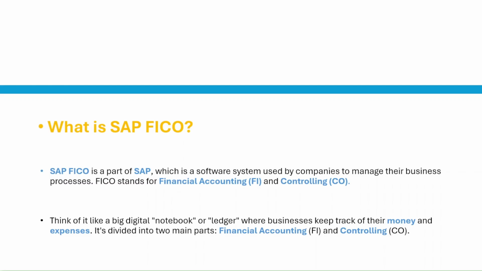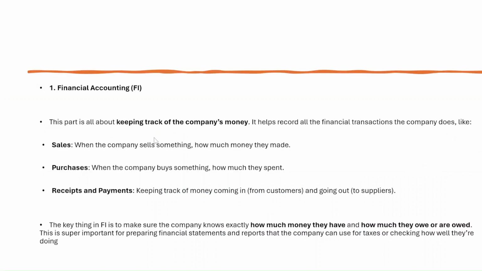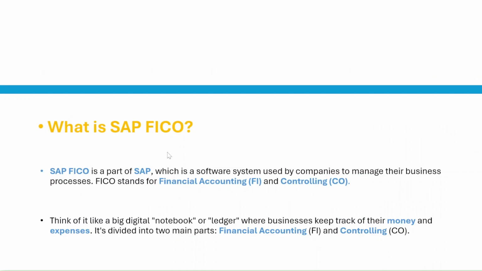FICO comes from the combination of two words, FI and CO, where FI stands for financial accounting and CO stands for controlling, right? If I give you a very practical example, just think of it as a digital notebook where we are maintaining and tracking money: how much money we are receiving, how much the expenses are, how much the revenue is. Everything we maintain in that digital notebook, you can say, is like FICO.